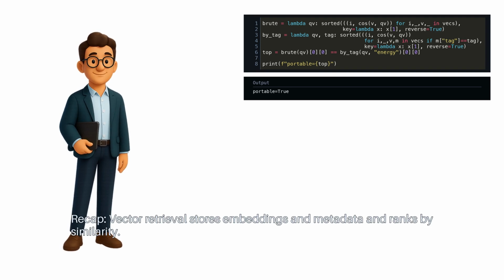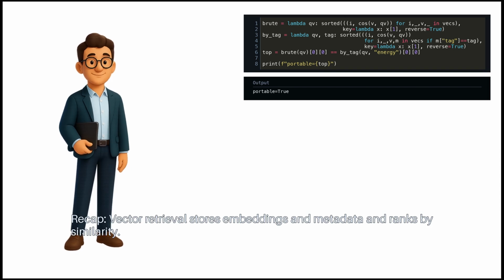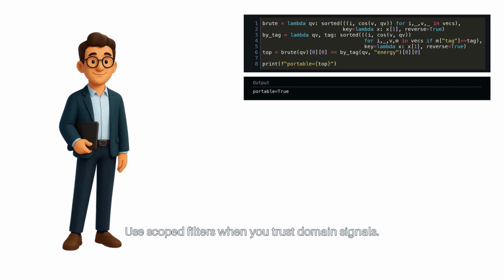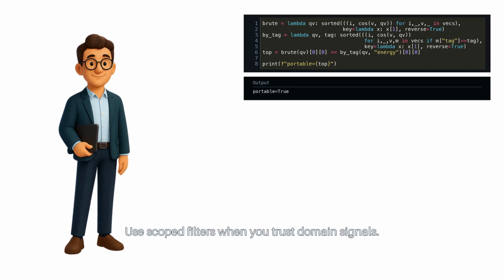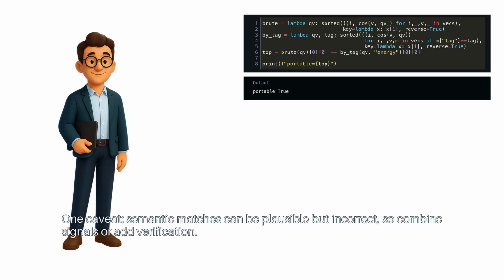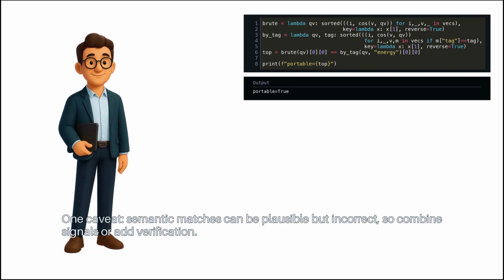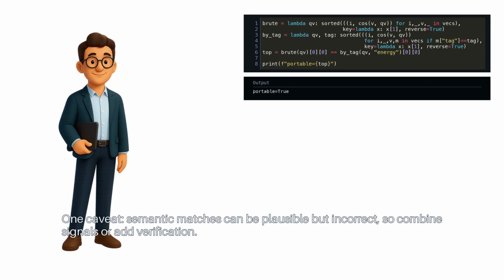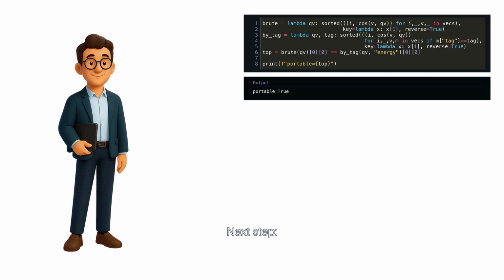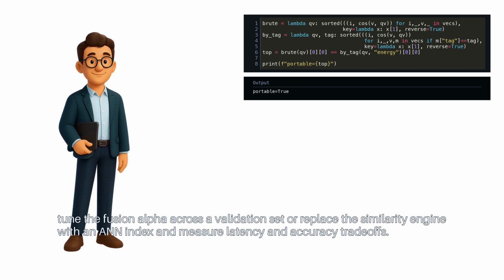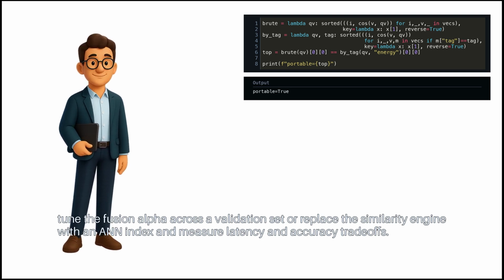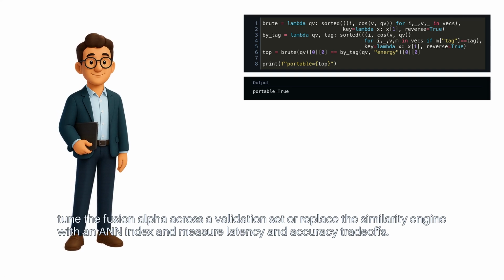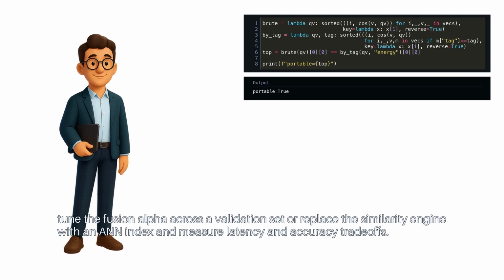Recap. Vector retrieval stores embeddings and metadata and ranks by similarity. Use scoped filters when you trust domain signals. One caveat: semantic matches can be plausible but incorrect, so combine signals or add verification. Next step: tune the Fusion Alpha across a validation set, or replace the similarity engine with an ANN index and measure latency and accuracy trade-offs.